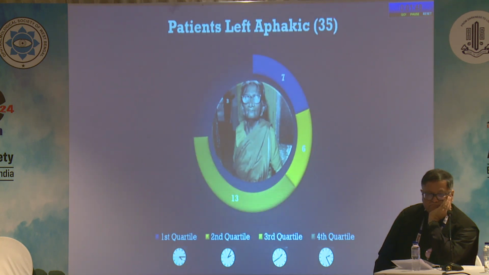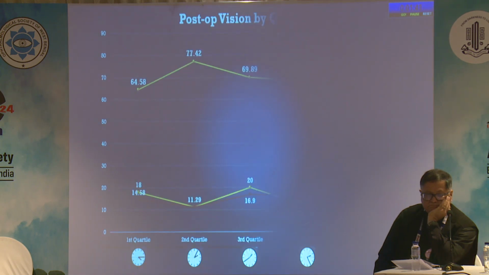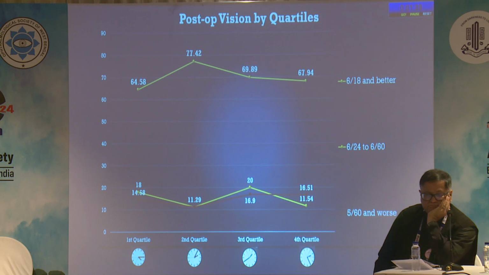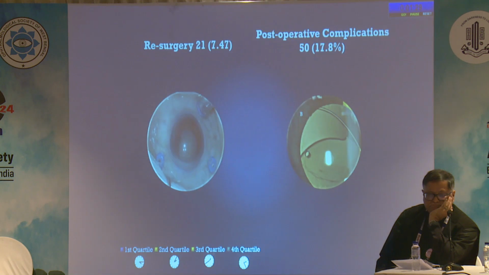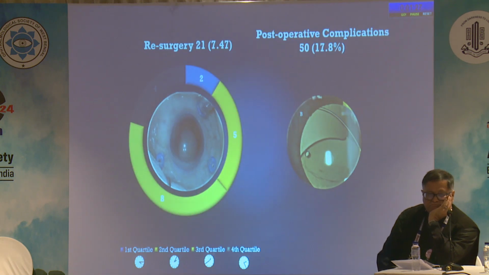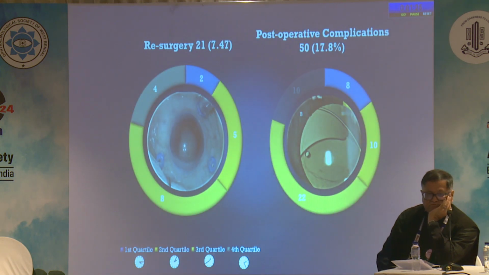35 patients had to be left aphakic in this time period. Among these, the maximum were in the third quartile. Among the patients who had good visual acuity, that is 6/18 or better, the maximum were in the second quartile, while those who had poor or average visual acuity, the maximum were in the third quartile. Among these complicated cases, 21 cases required resurgery and 50 cases ended up with post-operative complications. Both of these were encountered maximally in the third quartile.